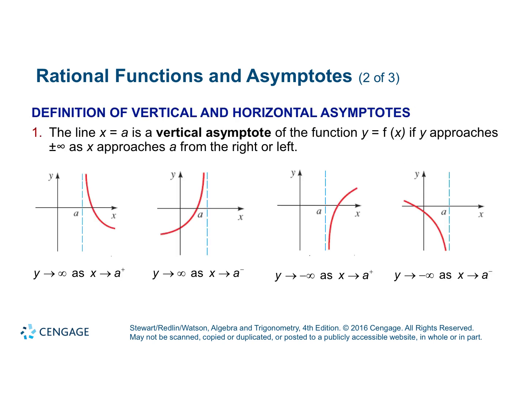Now, the definition of vertical and horizontal asymptotes: the line x is equal to a, a being any number, is considered a vertical asymptote of the function y is equal to f of x if y approaches infinity, either on the positive end or on the negative end, as x approaches a from the right or the left. So here you have the notations. y is approaching infinity as x approaches positive a. y is approaching infinity as x approaches negative a. y is approaching negative infinity as x approaches positive a. And y is approaching negative infinity as x approaches negative a.